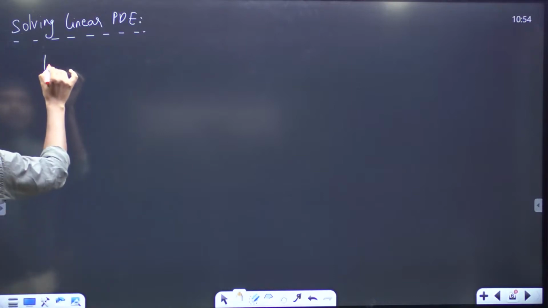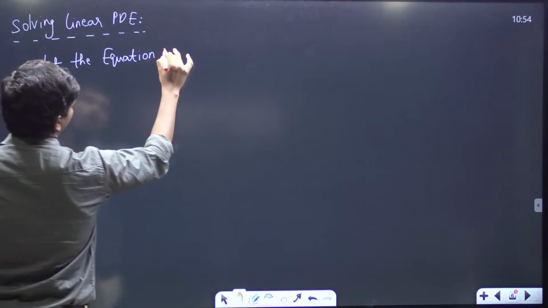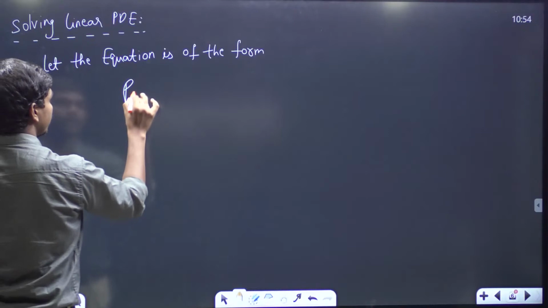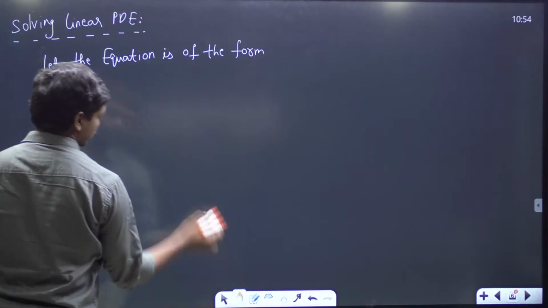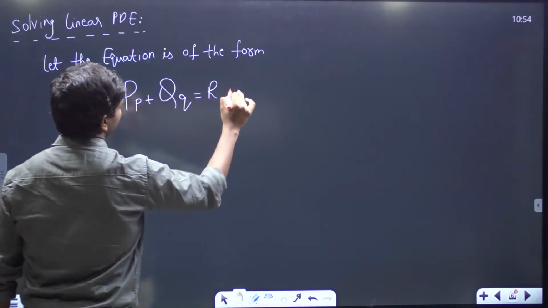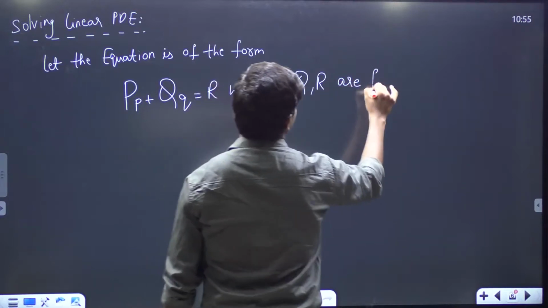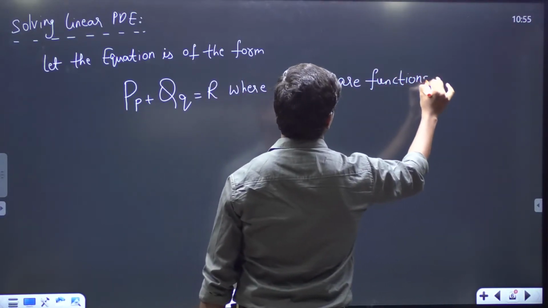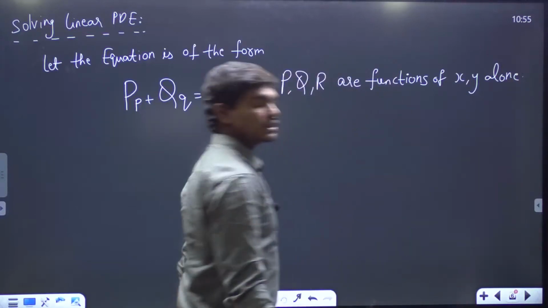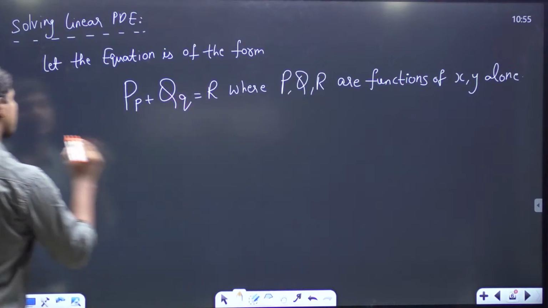Okay, let the equation be of the form capital P into small p plus capital Q into small q is equal to capital R, where P, Q, R are functions of x comma y alone. Means there is no involvement of z. Okay, so if this is the case, let us see how to solve. Remember clearly, I am putting this R on the right hand side.